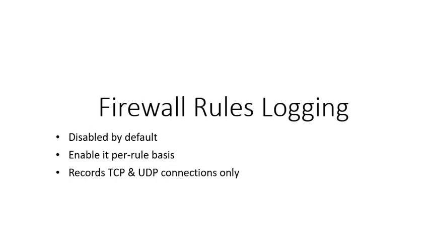Next is firewall rules logging. It is disabled by default. You can enable it if you want to check which firewall rule is changed, who changed it, and at what time it was changed. You can enable this logging on a per-rule basis. Suppose you have 5 rules and you want to enable logging on only two rules, you can configure it depending on the rule. And the most important thing is that firewall rules logging only records TCP and UDP connections.